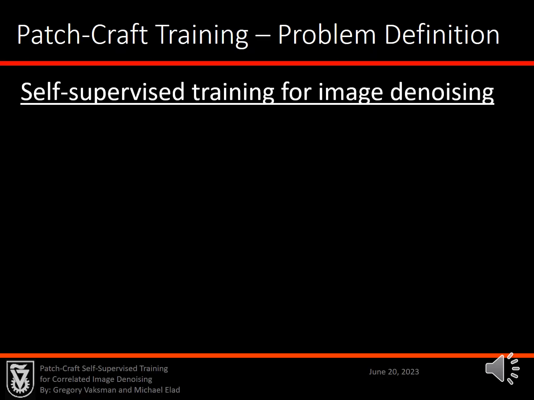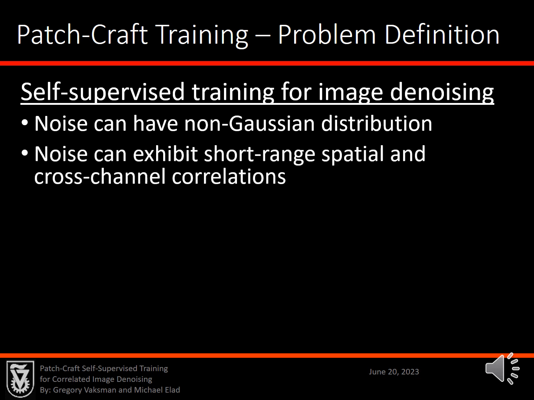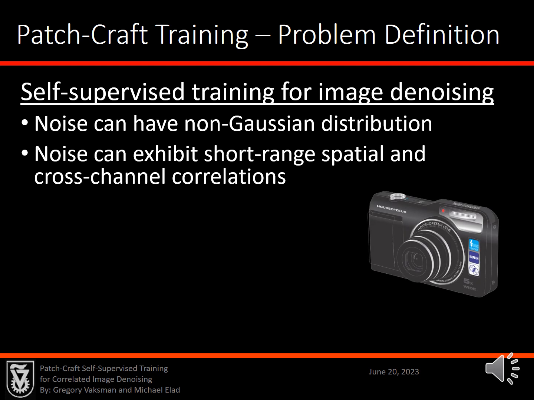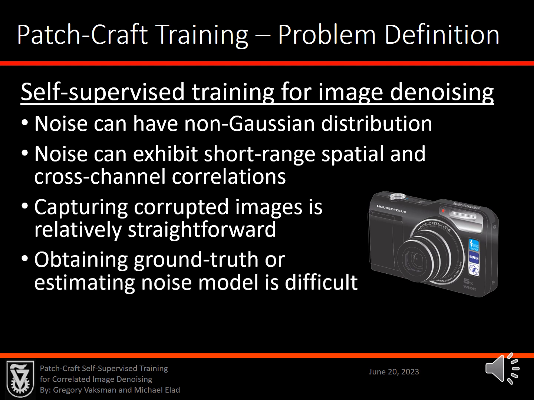We propose a self-supervised training method for image denoising. We assume that noise can have non-Gaussian distribution. Noise is independent of the image but can exhibit short-range spatial and cross-channel correlations. These assumptions are very practical since, given a sensor, capturing corrupted images is relatively straightforward, but obtaining ground truth or estimating the noise model is difficult.